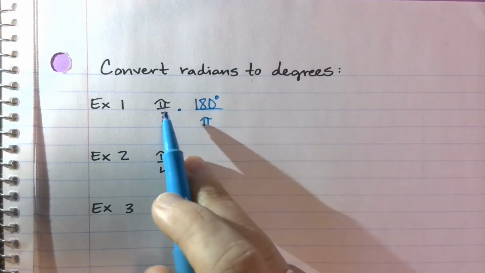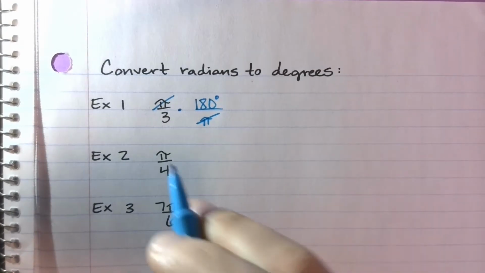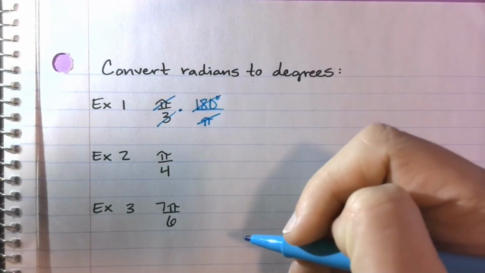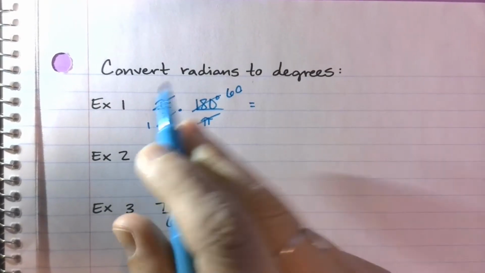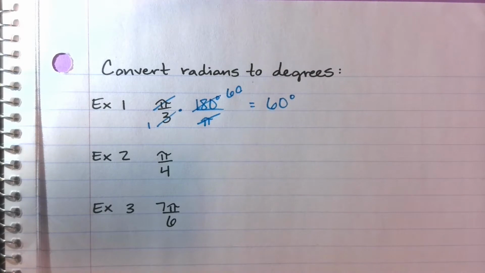So I'm going to be able to cross cancel my pi's. That's going to happen every time because there's always going to be a pi in there for those radians. And then my 3 and 180, I can divide both by 3. So multiplying my numerators and denominators, I'm just going to get 60 degrees.